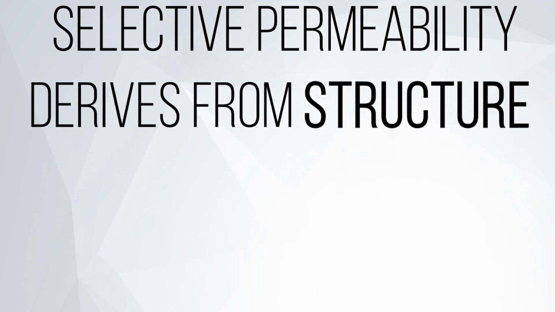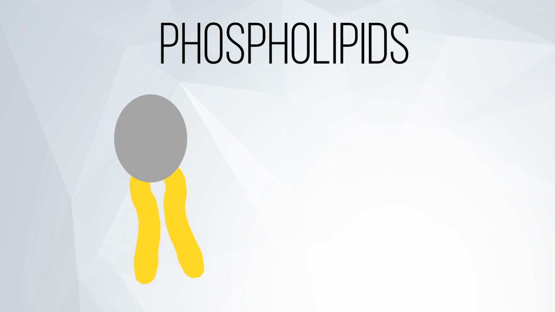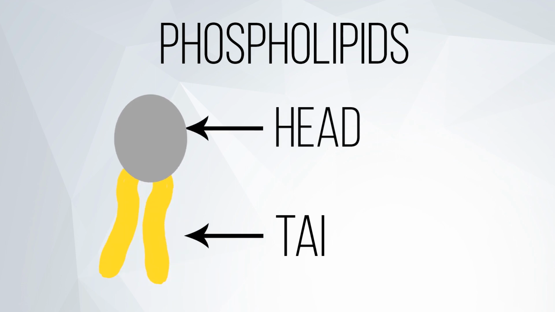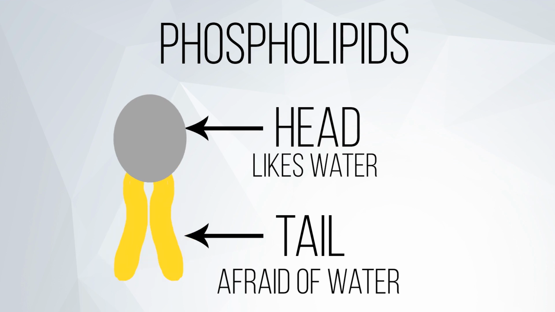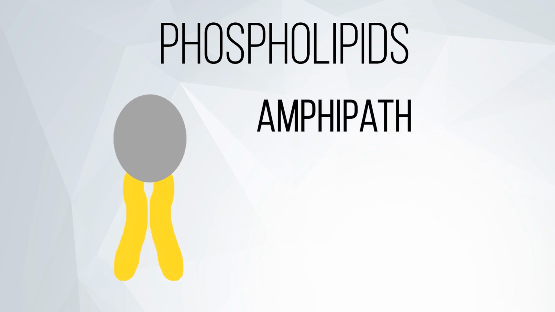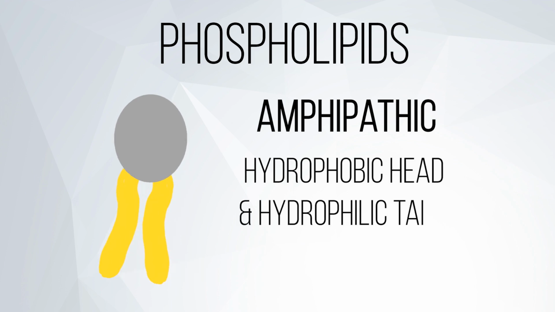The plasma membrane is made up of subunits called phospholipids. A phospholipid is divided into a head and two tails. The head is hydrophilic, meaning it likes water, and the tails are hydrophobic, meaning they are afraid of water. Phospholipids are thus called amphipathic molecules, molecules with hydrophobic and hydrophilic regions.